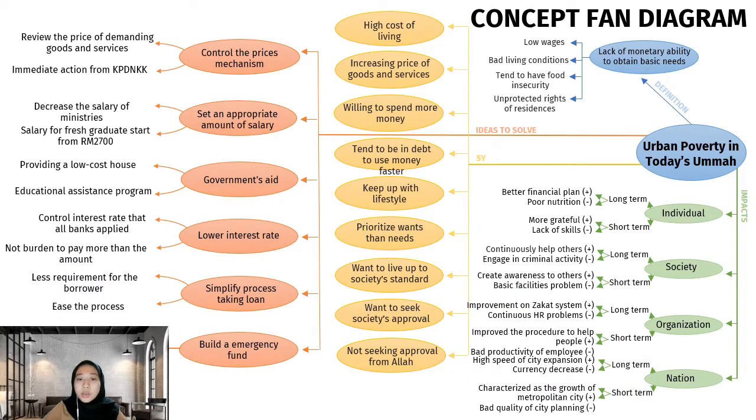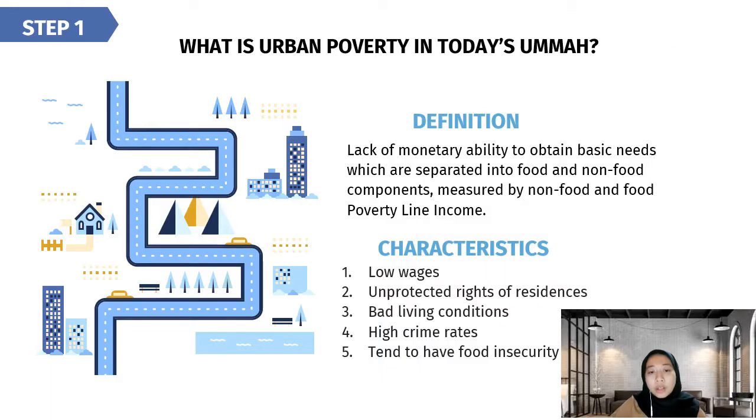Alright, as you can see now, this is our concept Venn diagram, which we use as a brainstorming tool to identify and solve this problem. But we are not focusing on this concept Venn diagram. We just focus on how we identify and solve this UMMAH problem, which is urban poverty in today's UMMAH. First of all, we have to know what urban poverty in today's UMMAH is.